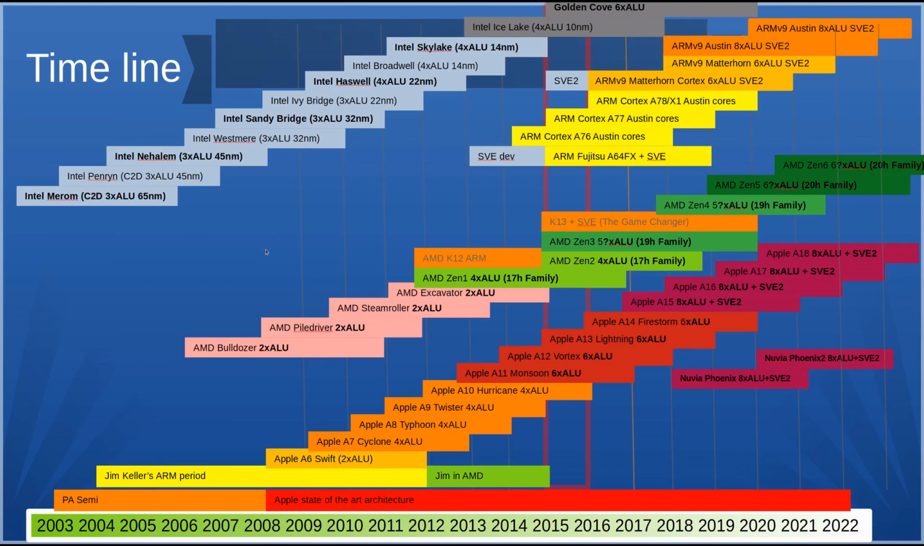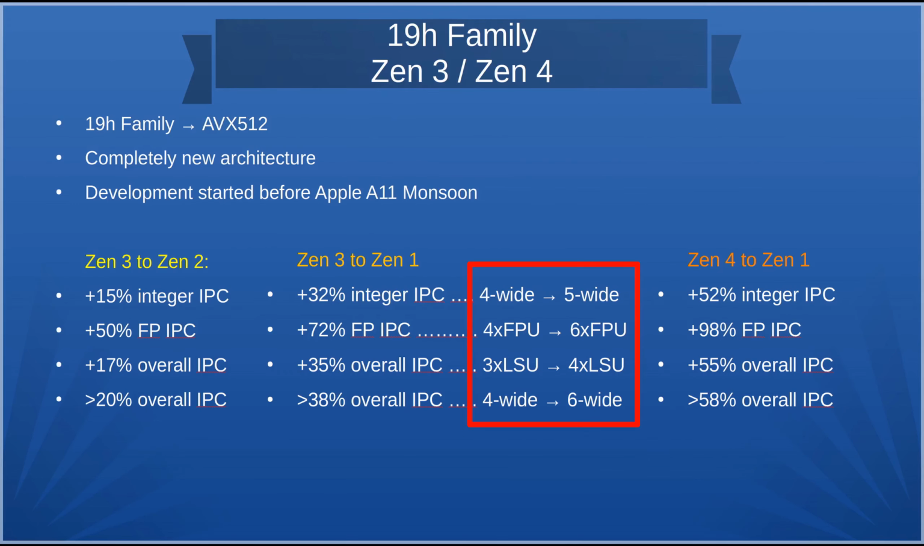Let's go back and recap what we know from the leaks. We expect 15% IPC in integer. Some rumor says 50% in floating point, and we should take this number especially seriously, because there is a pretty nice way to increase IPC by 50% in terms of floating point units. This is the reason why I'm talking about 6 floating point units in the Zen 3 architecture.